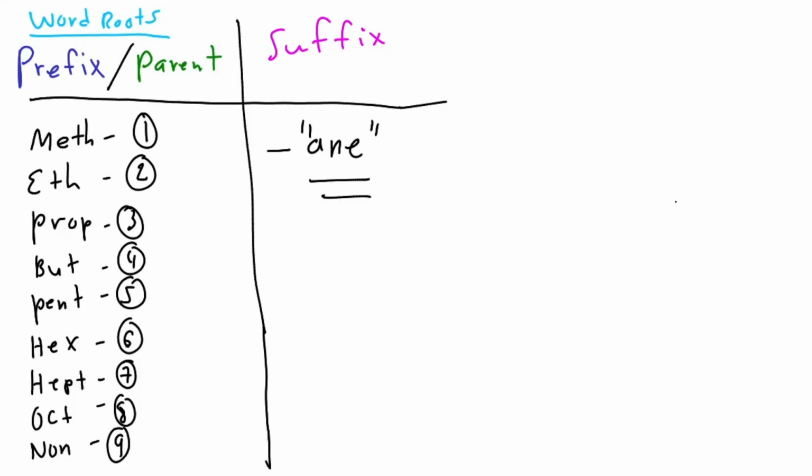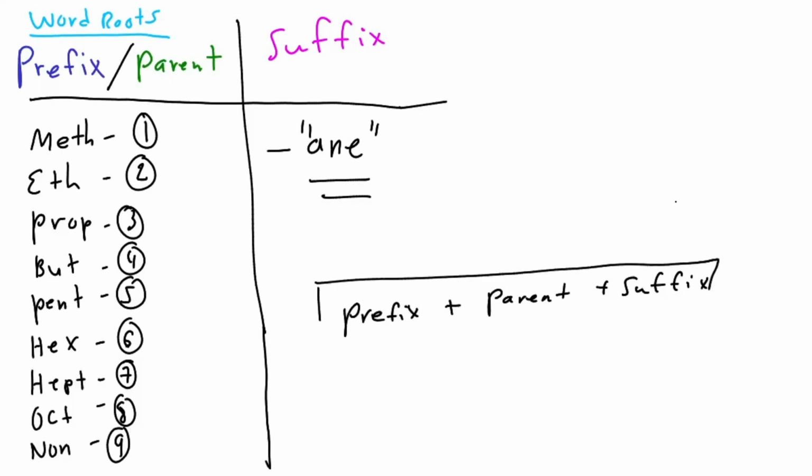Alright, so when it comes to naming alkanes, a few things to note: firstly, the formula for naming an alkane goes as so. It starts with a prefix, and then you add on to it the parent, and then you add on, finally, the suffix. So this is the formula when it comes to naming an alkane.